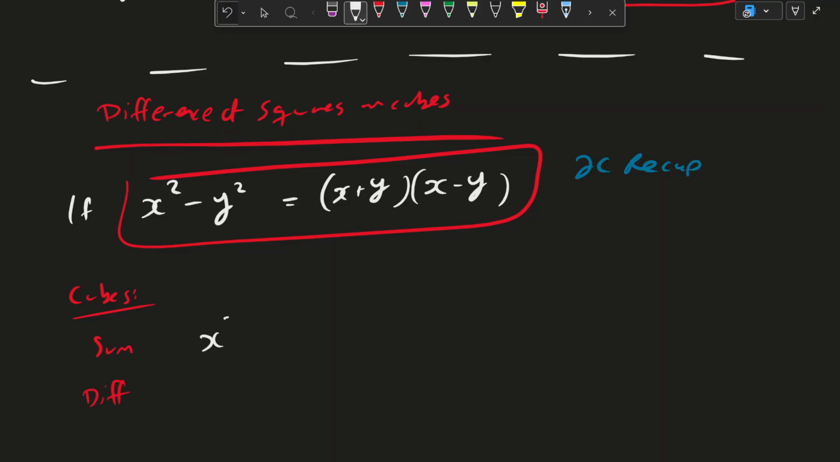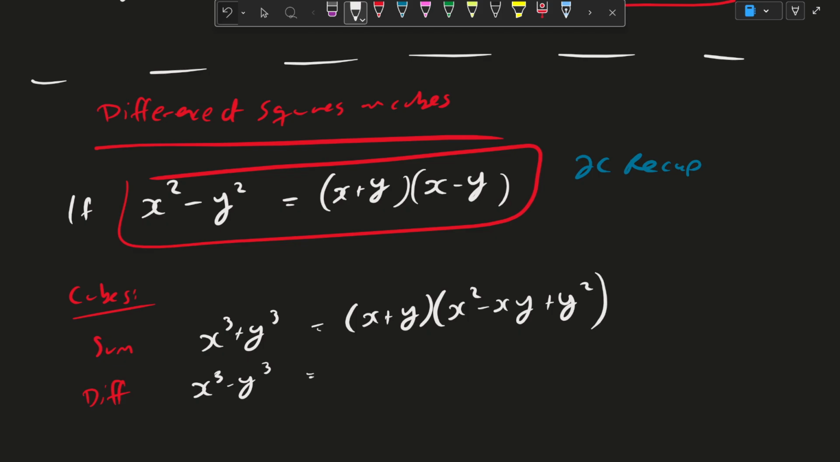So the sum of cubes, x cubed plus y cubed, and the difference of cubes actually follow a very nice pattern. So for the sum of cubes, it is either x plus y times x squared take away xy plus y squared. So note that the first sign remains the same, but this guy in here is different. And hopefully you can see the pattern to when I say that the difference of cubes is x take away y and x squared plus xy plus y squared.